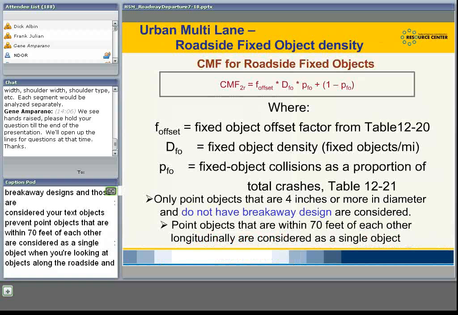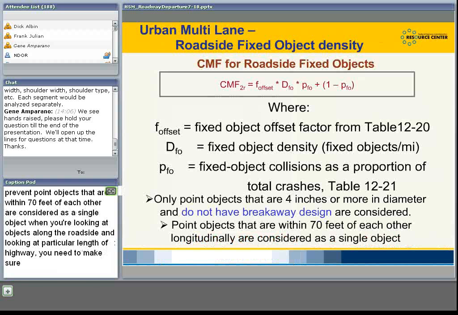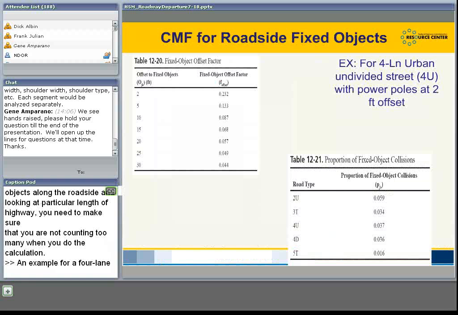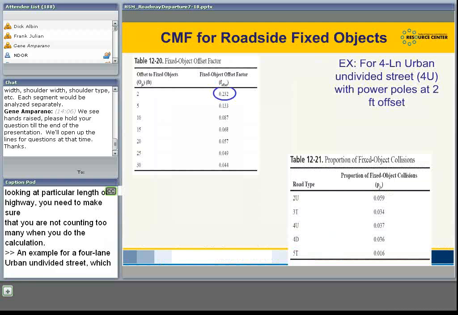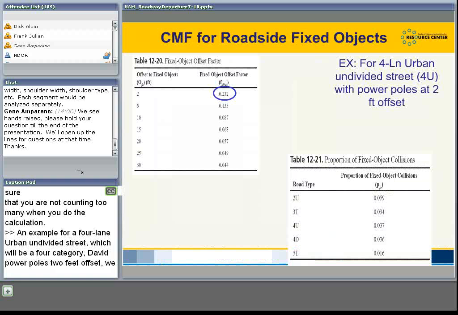Now this addresses point objects that are 4 inches or more in diameter that do not have breakaway designs. Those are considered your fixed objects. Also, point objects that are within 70 feet of each other longitudinally are considered as a single object. When you're looking at objects along your roadside and you're looking at a particular length of highway, you need to make sure that you're not counting too many when you do the calculation.